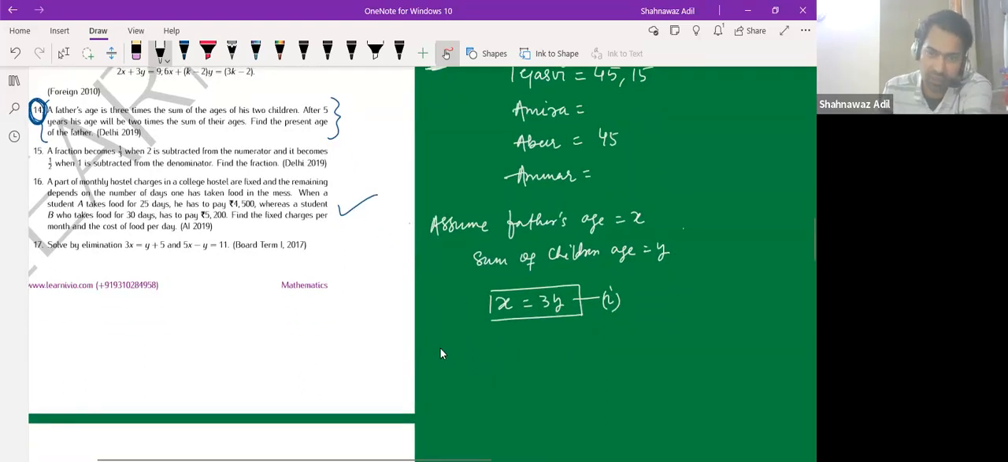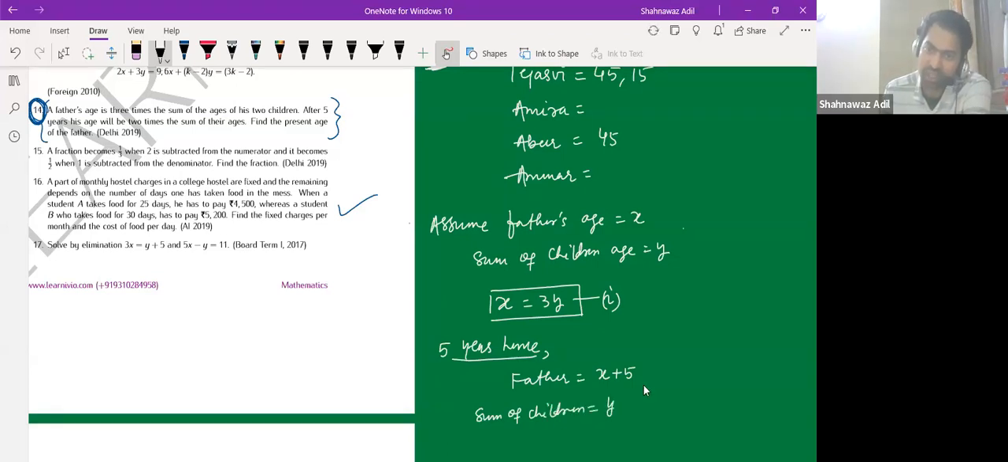After 5 years, so 5 years hence, father would be how much? Father would be X plus 5. But the sum of the children's ages, right? There are two people, so both of their ages will increase. So 1 plus 1. This was the important information in this question. Right, Abir and Tejasvi?